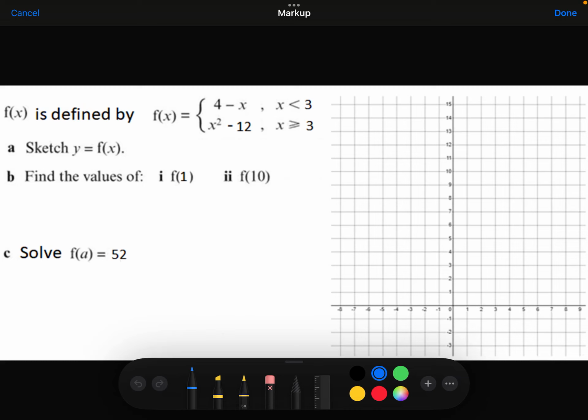f of x is defined by f of x is equal to 4 minus x, where x is less than 3, and x squared minus 12, where x is greater than or equal to 3. We need to sketch f of x.